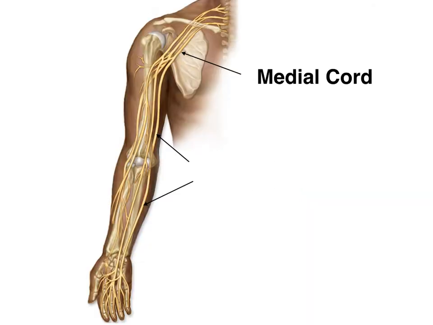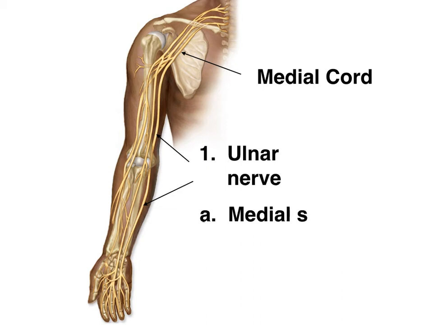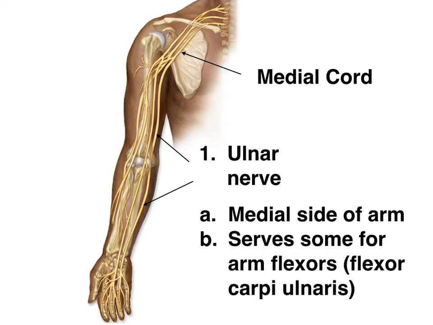After the posterior cord, we now have the medial cord of the brachial plexus. The medial cord connects to the ulnar nerve, which runs along the medial side of the arm and helps to connect to some of the arm flexors, such as the flexor carpi ulnaris. So from the medial cord to the ulnar nerve, which goes down basically the ulnar side of the arm, which is the medial surface, connecting to flexors.